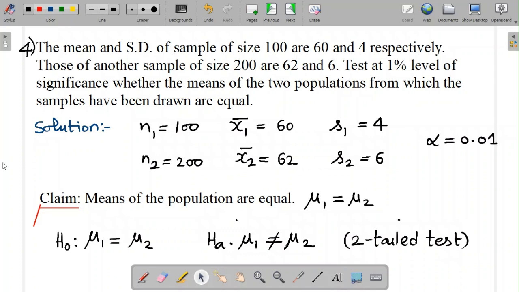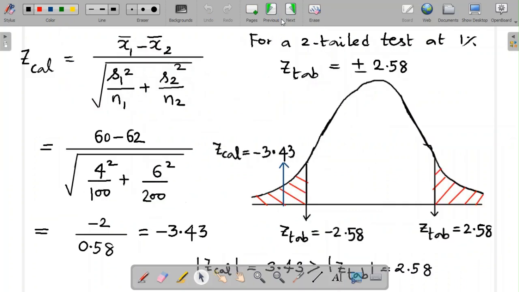So to check the claim that the populations' averages are equal, we have mu1 is equal to mu2. Therefore, the corresponding alternate hypothesis will involve mu1 not equal to mu2, and therefore it is a two-tailed test. And hence we have critical regions along both extremes of the sample space. The formula is slightly different because we are comparing two sample averages. So Z calculated is x1 bar minus x2 bar divided by the square root of s1 square by n1 plus s2 square by n2.